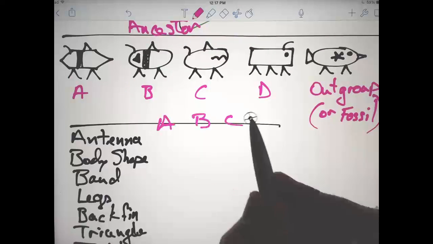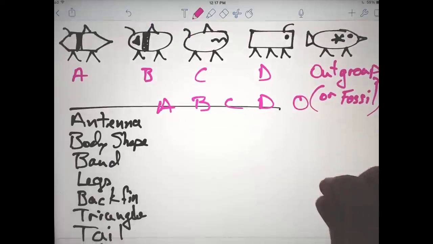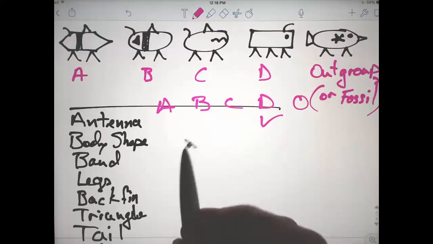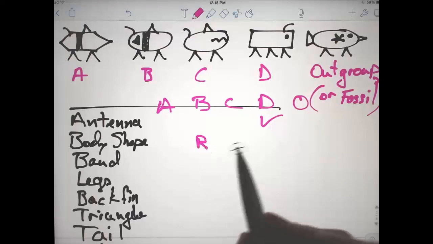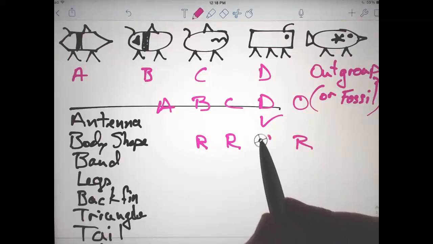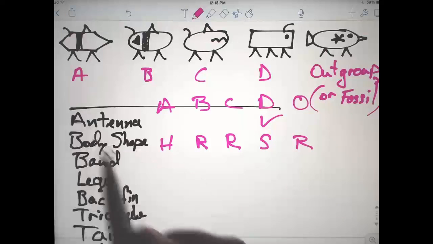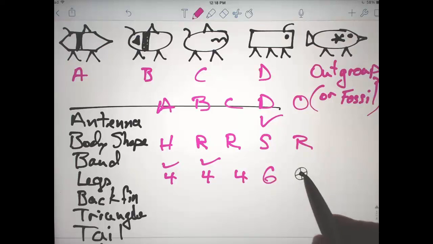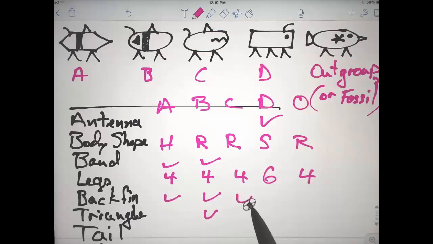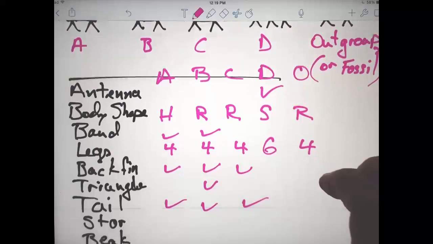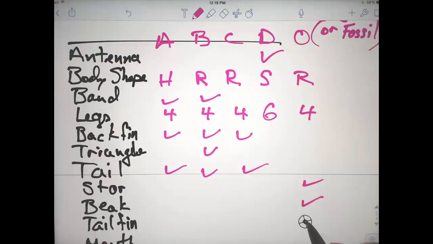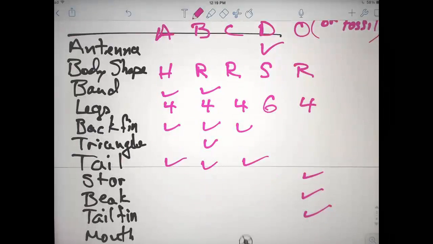Now we fill in for our species and the outgroup what are the traits that are held by each one. The antenna is in D only. Body shape, round, is in B, C, and the outgroup. We have square, and we have hexagon for A. Legs, 4 in A, B, and C, 6 in D, 4 in the outgroup. Tail, up here, is in A, B, and C. The star is only in the outgroup. The beak is only in the outgroup. The tail fin is only in the outgroup. And the mouth is only in C.